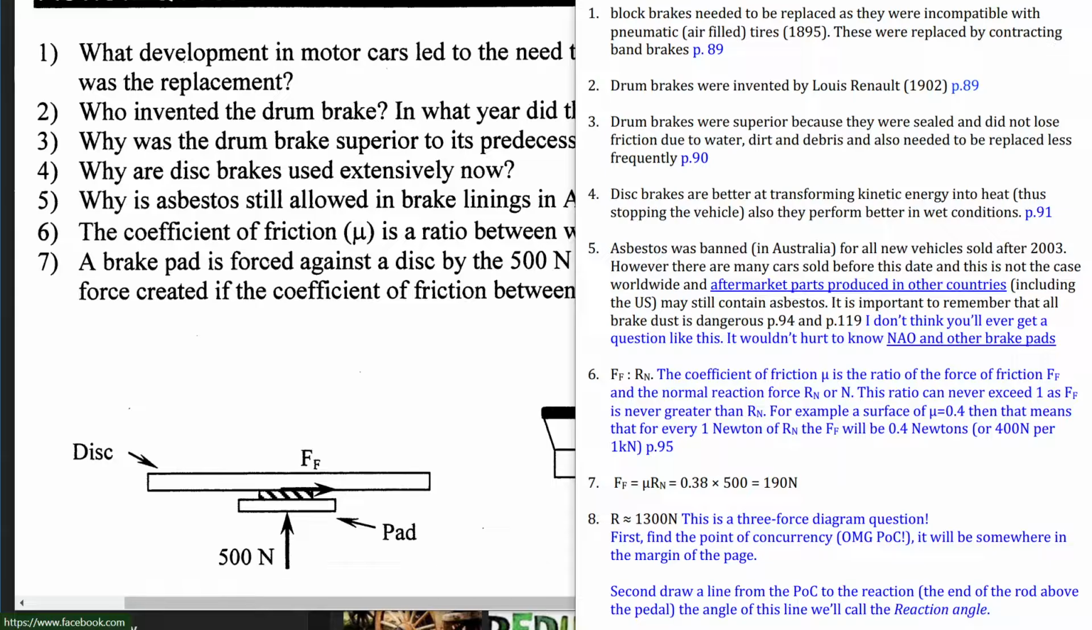Block brakes needed to be replaced as they were incompatible with the pneumatic or air-filled tires. So rubber tires developed by Dunlop, I want to say in 1880.